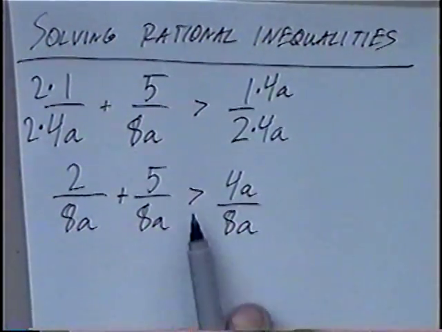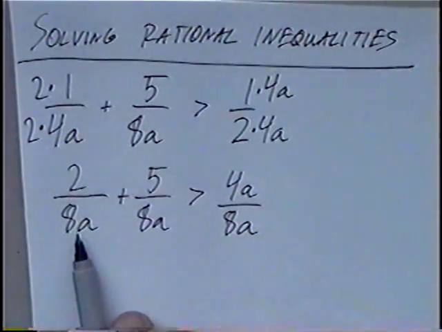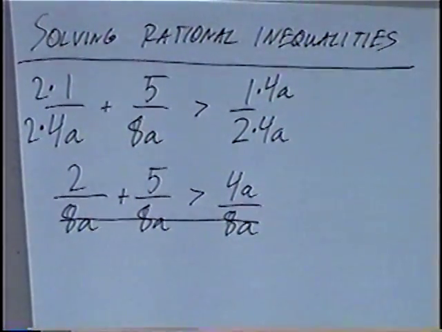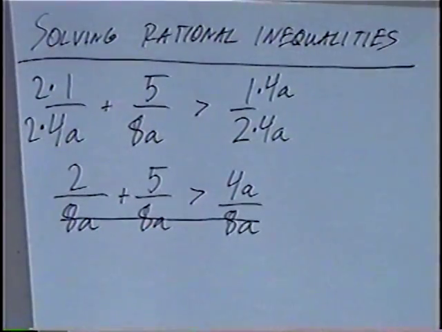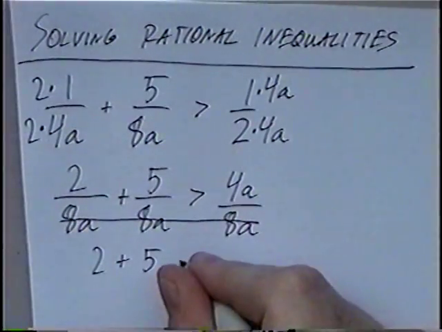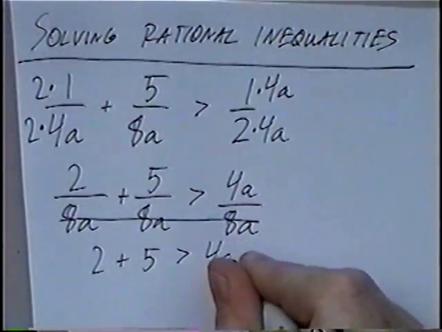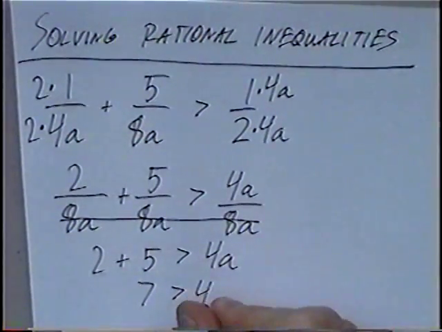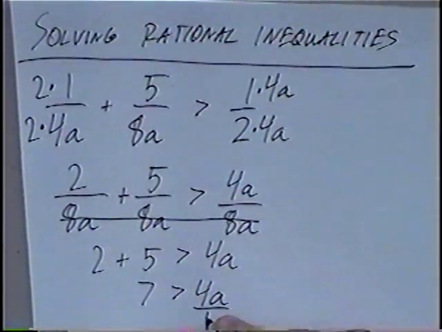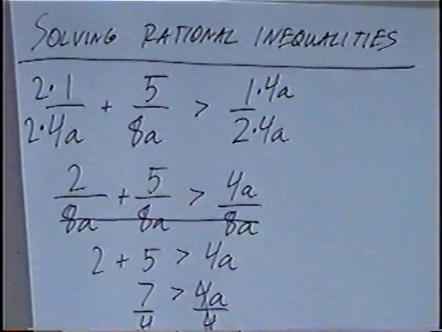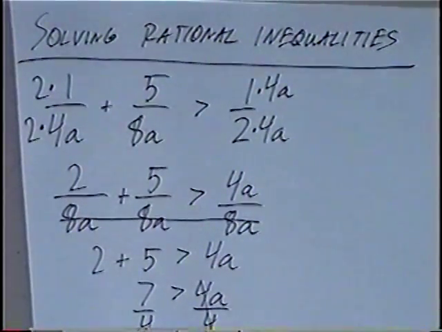Again, when we have fractions in an inequality, similar to an equation, once the denominators are all the same, we can cross those off or ignore those for now, and then solve the numerator part of the inequality. We'll have 2 plus 5 is greater than 4a. Combining like terms, we'll have 7 is greater than 4a, and solving for a, we can divide by 4. So we'll have 7/4 is greater than a, or if you rewrite the inequality, a will be less than 7/4.